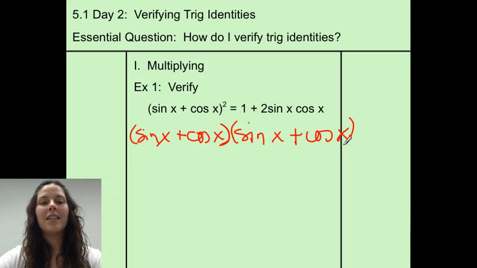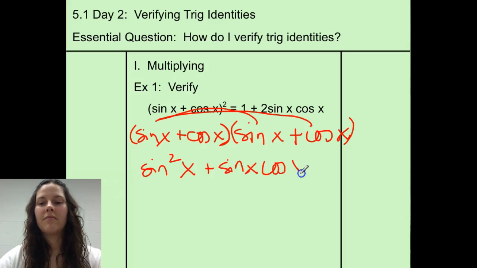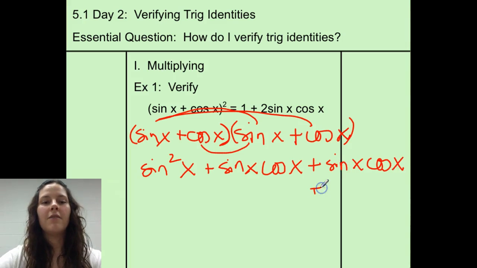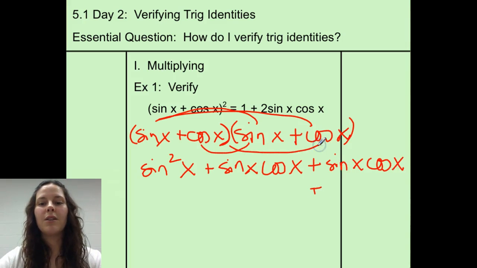So we have sine x times sine x, or sine squared of x, plus sine times cosine, plus cosine times sine. Because you can multiply in any order, I'm going to switch that around so it's a little bit more obvious that we have like terms. Plus, and finally we have cosine times cosine, or cosine squared.